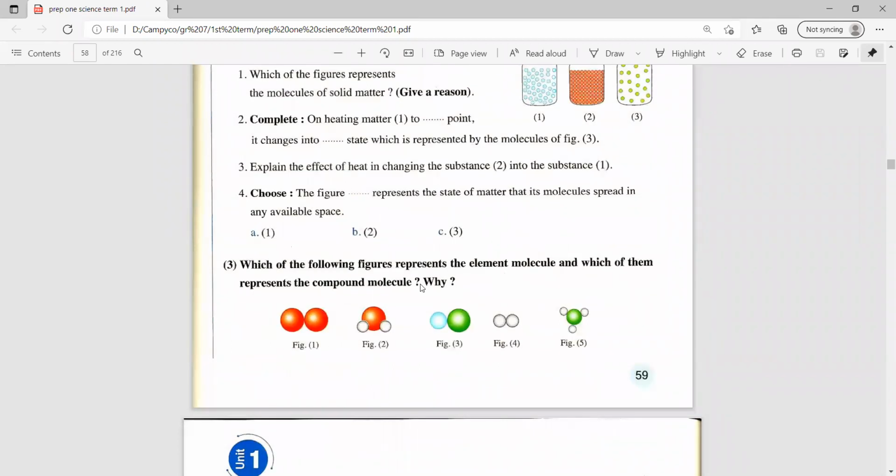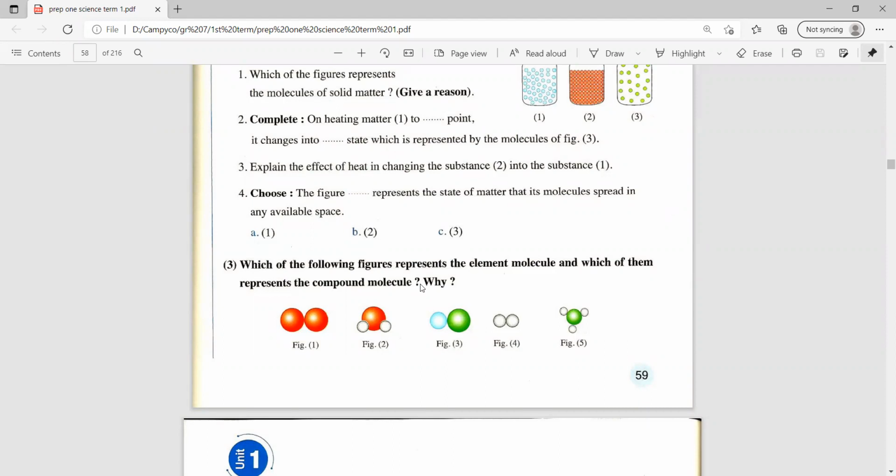Which of the following figures represents the element molecules and which of them represents the compound molecules and why? Let's start one by one. Let's start with elements. What are elements here? Which figures? Sorry, I was talking with my mic closed. Number 1 and number 4. Yes, number 1 and 4.